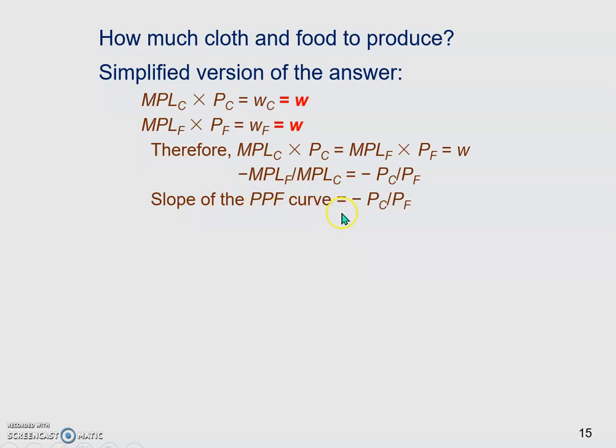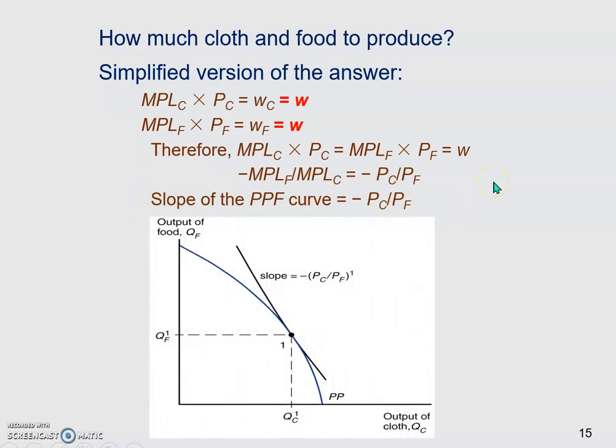So here we know eventually that the slope of the PPF equals minus the ratio of two prices, okay? Price of cloth divided by price of food. Once again, this is optimal. At this point, we see the optimal allocation of labor between the two sectors.